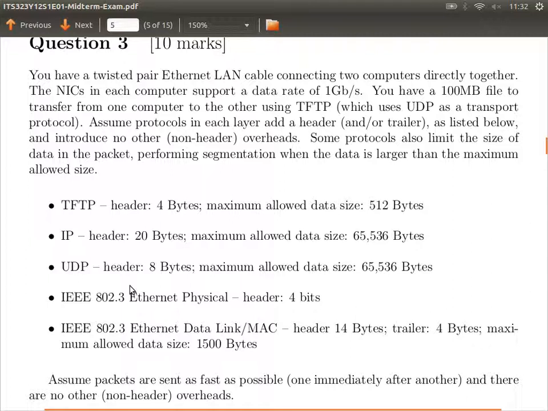We have two computers connected via one cable, and they're using some specific protocols to communicate. Now, first, remember back to our five-layer stack. You need to memorize those five layers from the top: application, transport, network, data link, physical layers. They're the names of those layers. In each of those layers, we use a specific protocol. In this question, it tells us what protocols are being used.